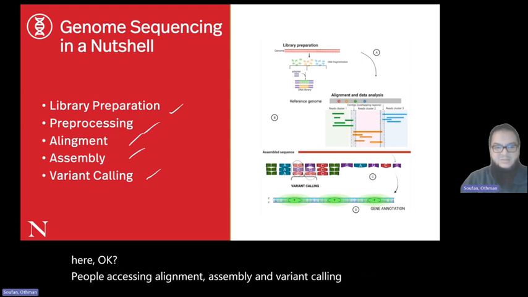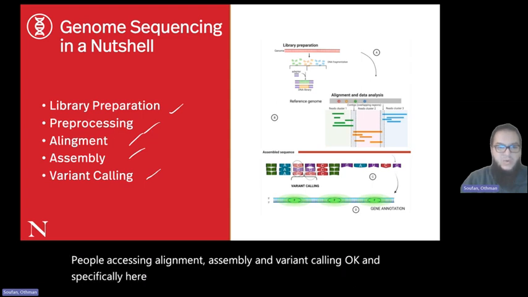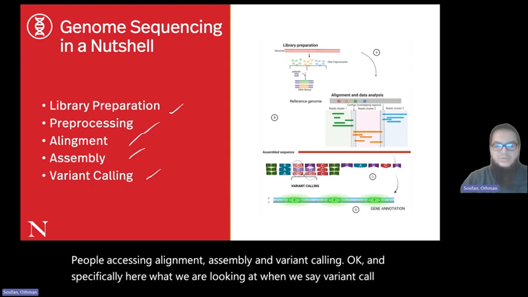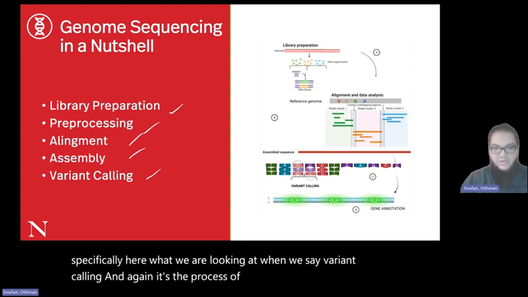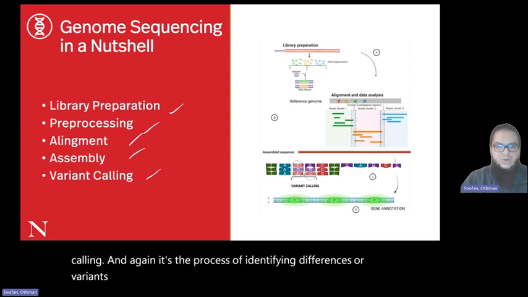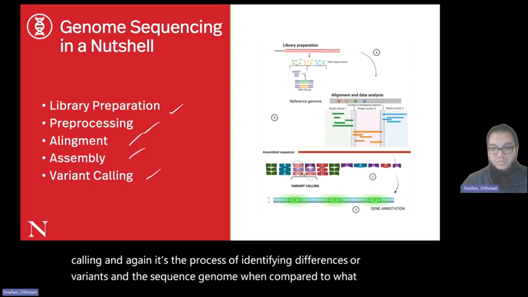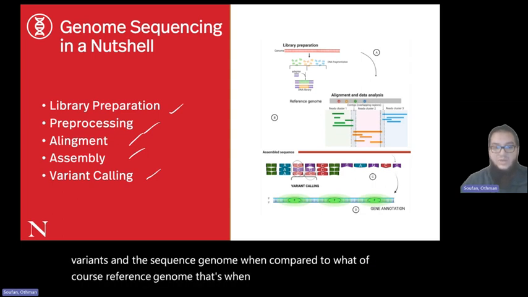And specifically, when we say variant calling, it's the process of identifying differences or variants in the sequenced genome when compared to what? Of course, a reference genome. That's when we start seeing something of interest there.